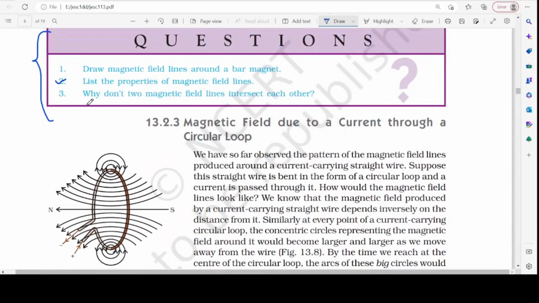Now coming to the next question, why don't two magnetic field lines intersect each other? I have already told you earlier in this video. You can just try to remember this, and if you don't know, watch this video again.